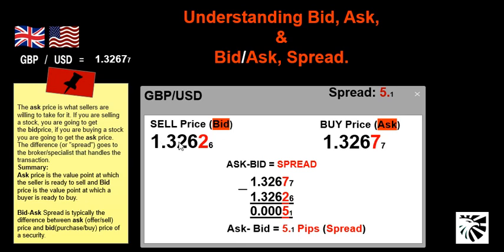So we have a sell price, bid, and we have a buy price, ask. Now, the sell price is 1.32626 and the buy price is 1.32677. And the last one is a fraction. So ask minus bid is equal to spread.